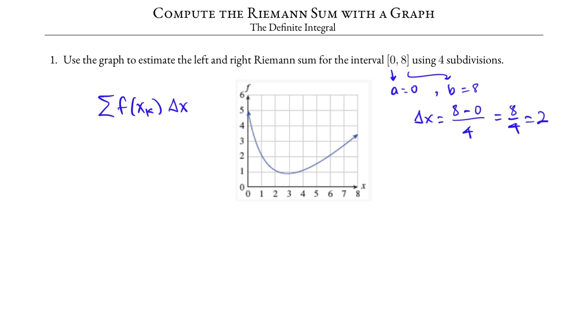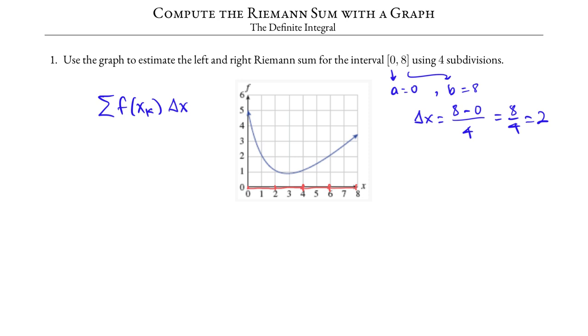Once we have the width, starting from a, which is 0, we add the step delta x to get to the next x value. And then we add delta x, which is 2, add another 2, add another 2. And so we end up with 4 subdivisions. This means that we will have 4 rectangles.